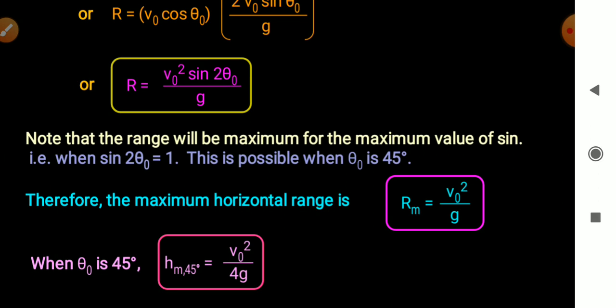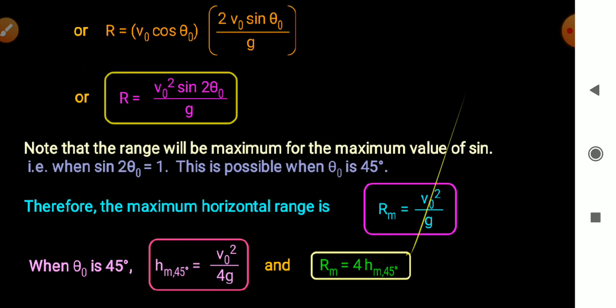From this equation, R max equal to v naught square upon g. When theta is 45 degree, H maximum is v naught square upon 4g, right? And R max equal to 4 times H maximum at 45 degree. I hope this point is clear to you.